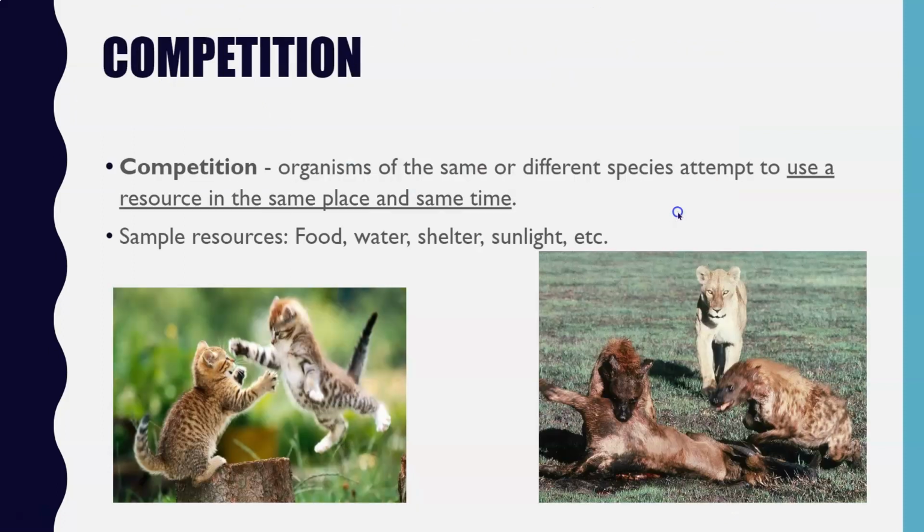So, competition, where organisms of the same or different species attempt to use a resource at the same place and the same time. So we're talking about water resources, food resources, shelter resources, and sunlight. Okay, so there's always going to be competition.